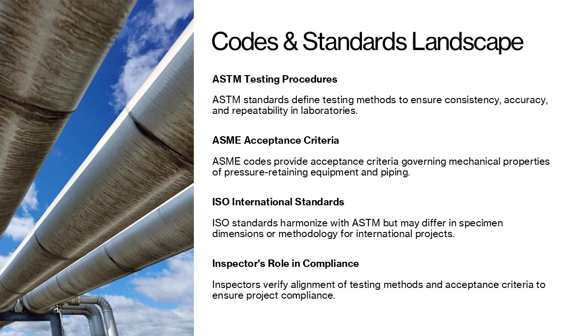For example, a tensile test might be performed using ASTM E8, while the acceptance criteria for minimum ultimate tensile strength, UTS, or elongation may come from ASME Section II Part D. Similarly, Charpy impact testing may follow ASTM E23, yet acceptance decisions rely on project specifications or ISO 15614 for weld procedures. This interplay between testing standards and acceptance codes is fundamental for compliance, and inspectors must verify both alignment and correct interpretation.